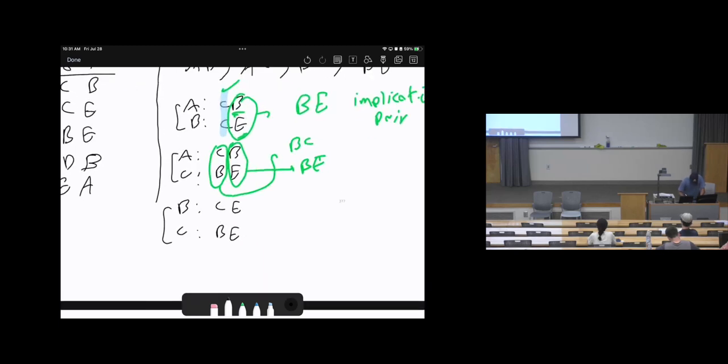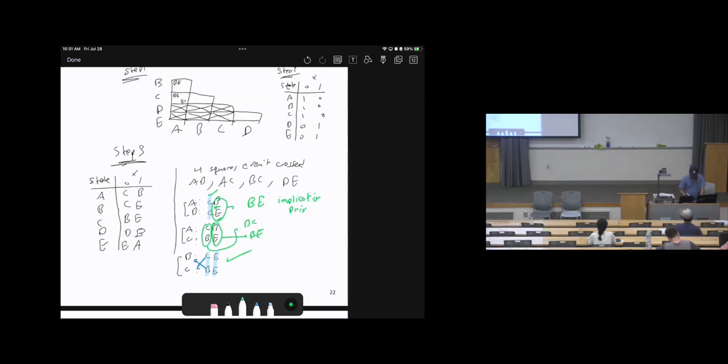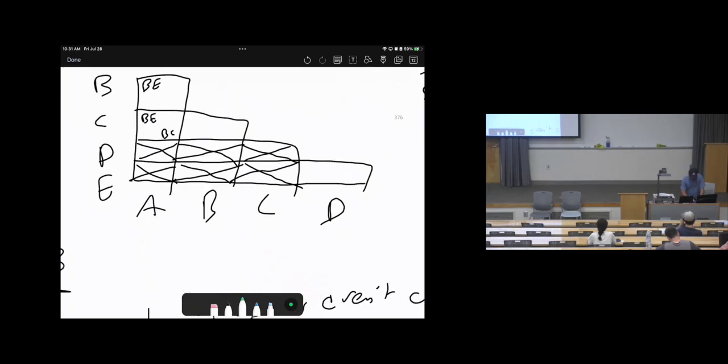So let's make a comparison. This is EE, that's fine. B is the same as the other state, C is the same as the other states, then that's fine. Then there's no implication pair. Therefore, we can guarantee that B and C are equivalent to each other. So I'm going to put a check mark on it.